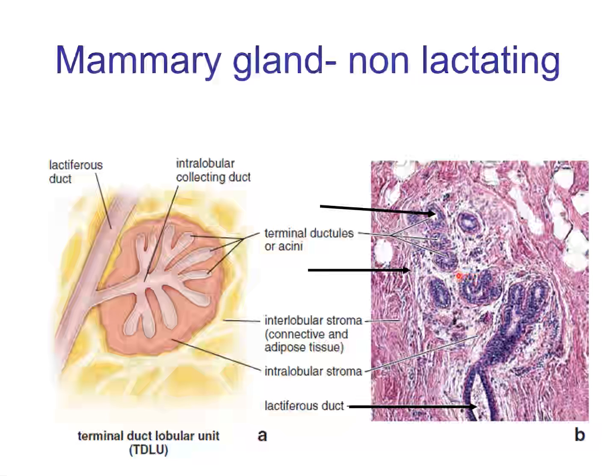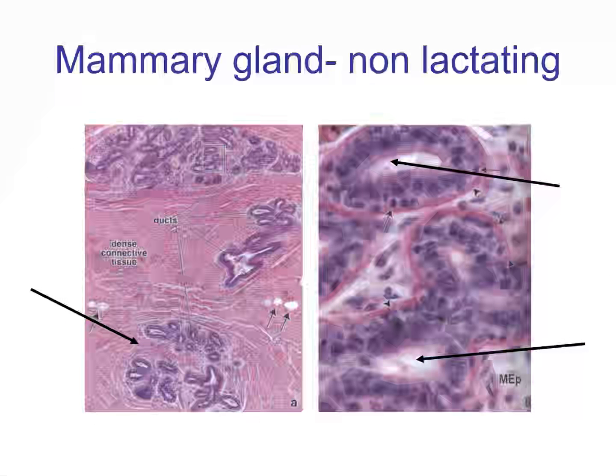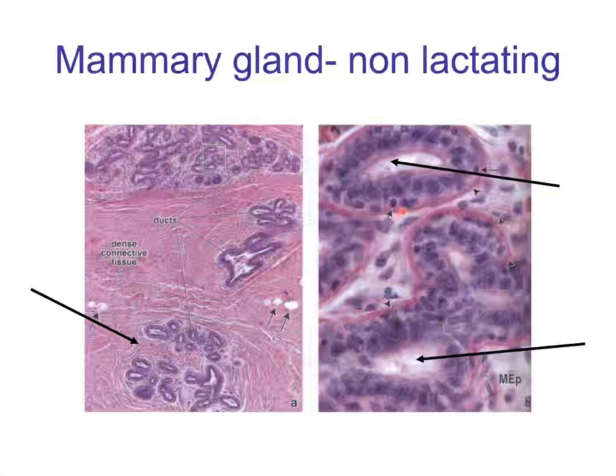Actually, mammary gland is a tubulo-alveolar gland. So you can see tubules here only. Alveoli are developed in the lactating mammary gland. This is the non-lactating mammary gland, where you can see a lobule here and a lot of ducts or ductules, and in between there is dense connective tissue.